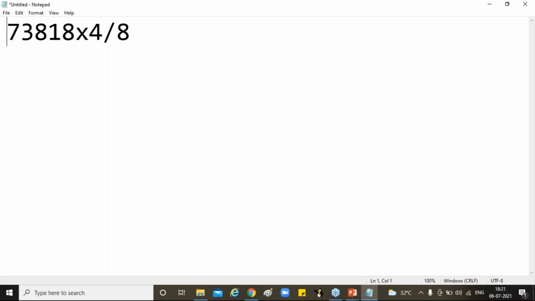So what is the divisibility condition for 8? If the last 3 digits of the given number are divisible by 8, then the whole number is also divisible by 8. So whenever the last 3 digits 8x4 are divisible by 8, in place of x, which digit comes?